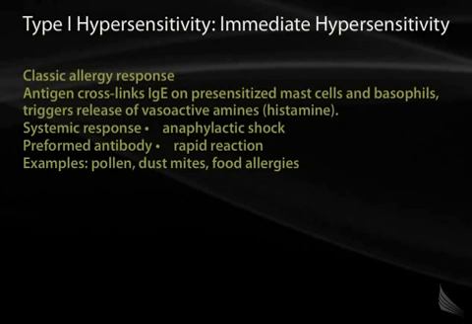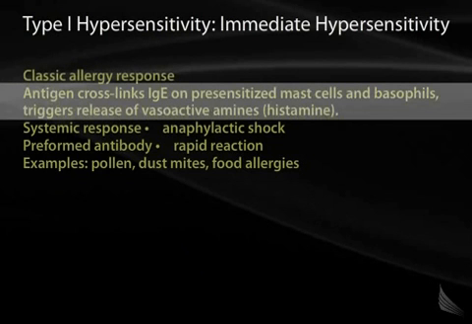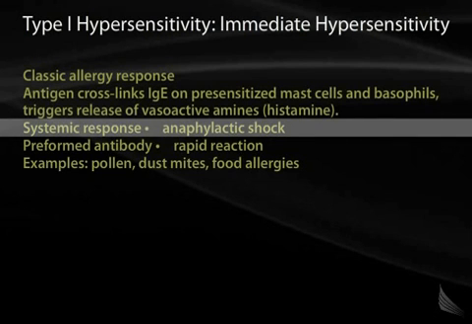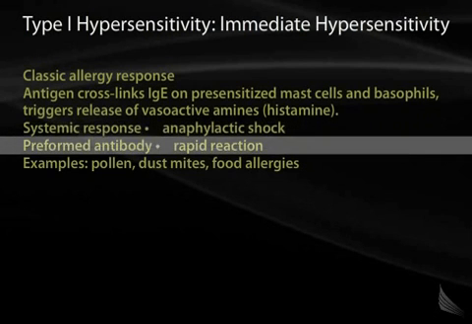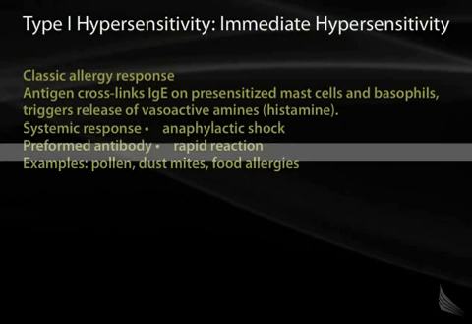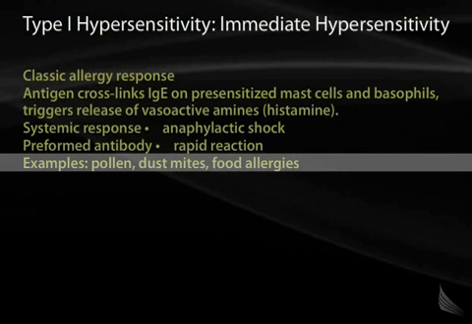So type 1, again, is our classic allergy response. An antigen cross-links IgE on presensitized mast cells and basophils and triggers release of vasoactive amines such as histamine. If it's a systemic type of release, then we get anaphylactic shock, right? Again, this is a preformed antibody type of response. It's a memory cell type of response, and that's what leads to the rapid reaction. That's why it's called immediate hypersensitivity. Examples of allergens to which you might see type 1 hypersensitivity are things like pollen or dust mites, and in the case of anaphylaxis, things like food allergies.